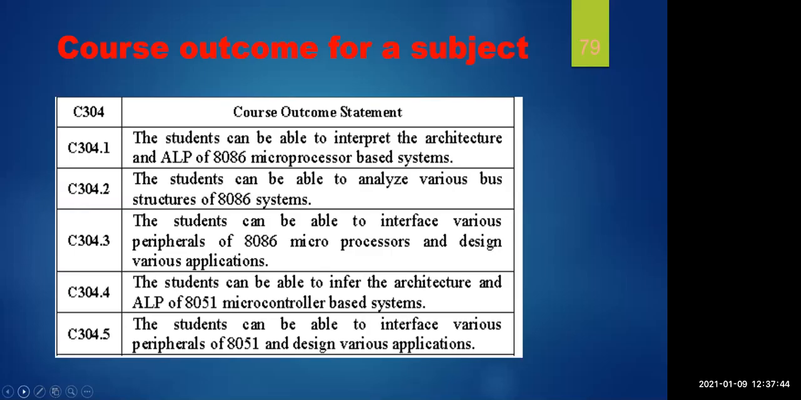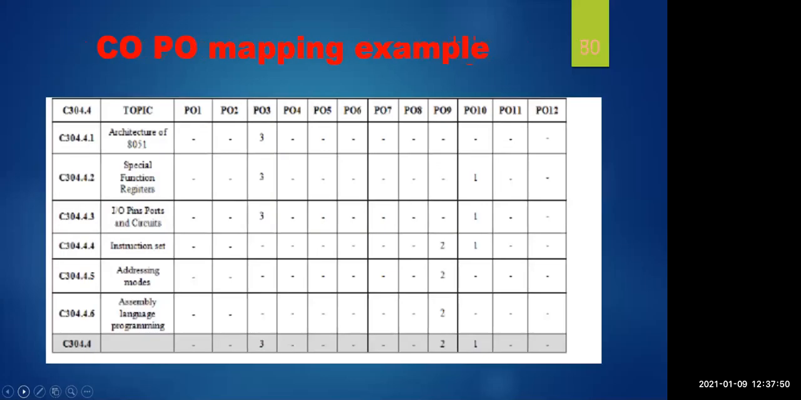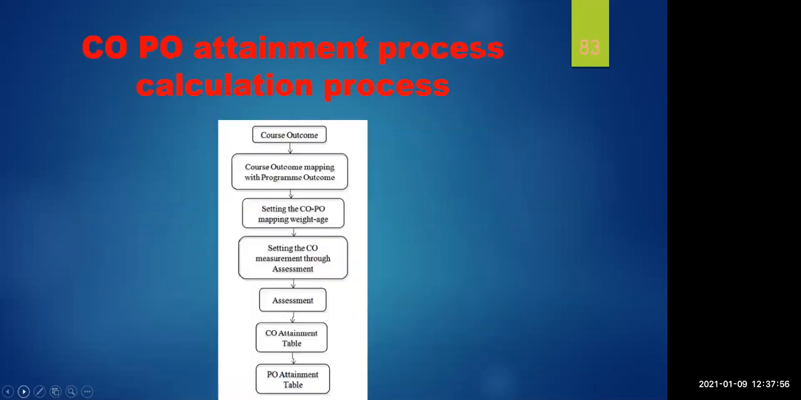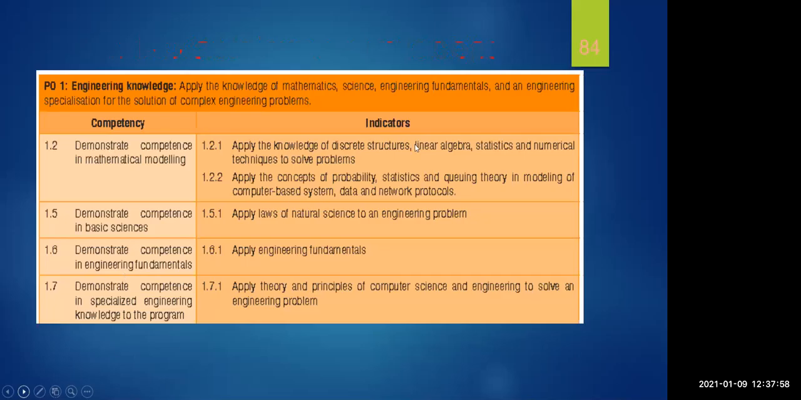PO outcome is nothing but characteristics of the engineers. That also AICTE is asking you to incorporate in the question paper itself. Previously, we were doing it separately. So this is a table. This is interrelated and this map shows the CO, PO attainment level. This is the competency mapping table they have given. This PO is related to CO. This is totally a separate area.